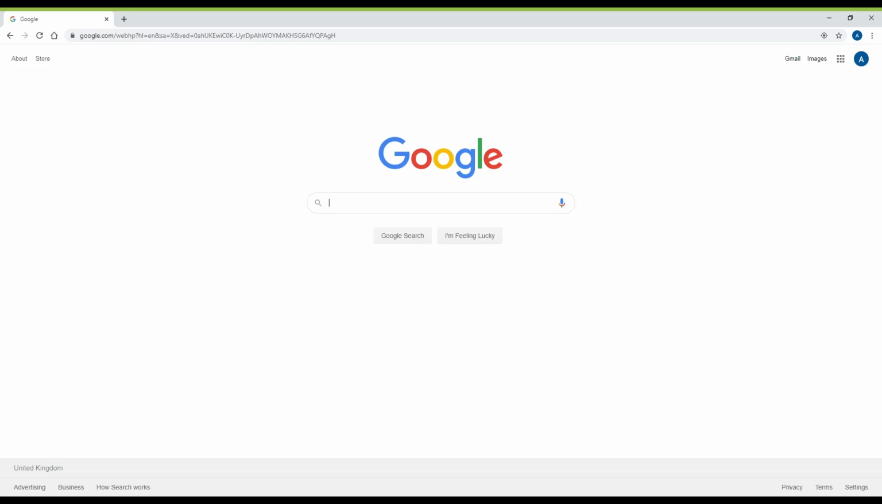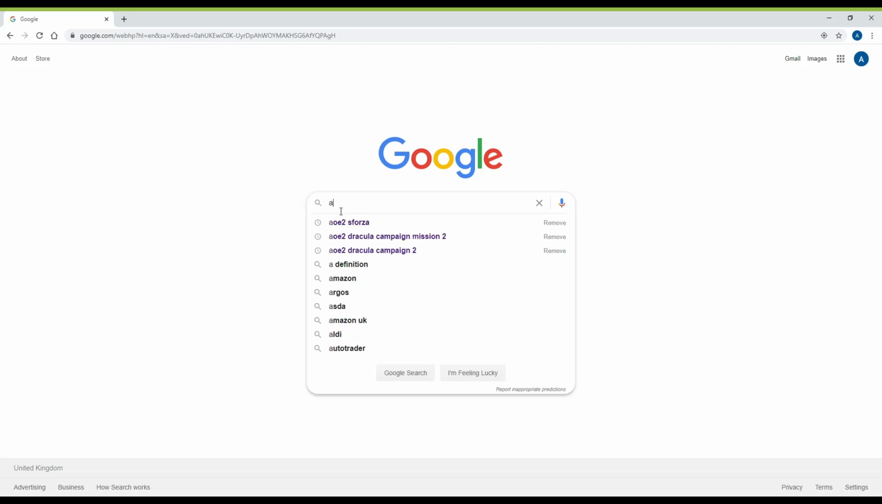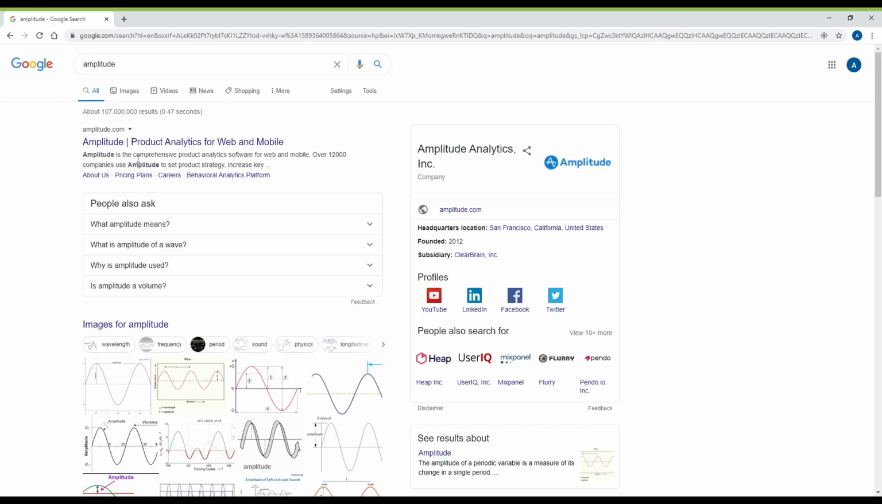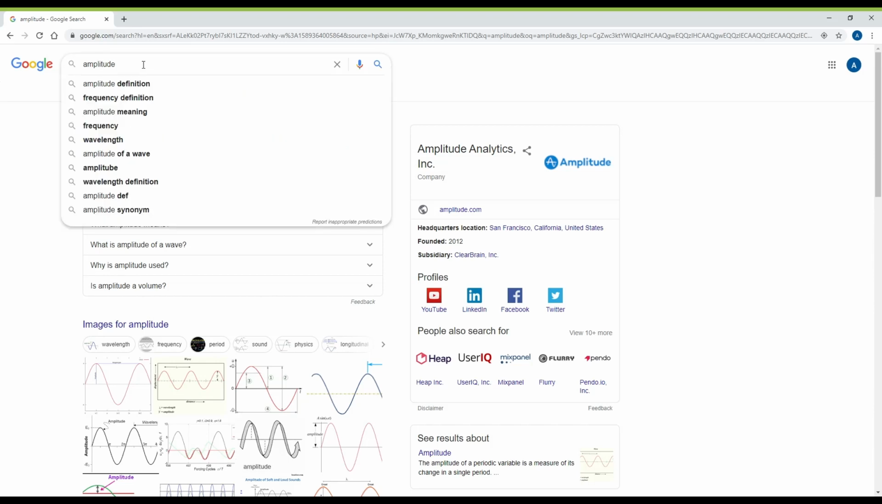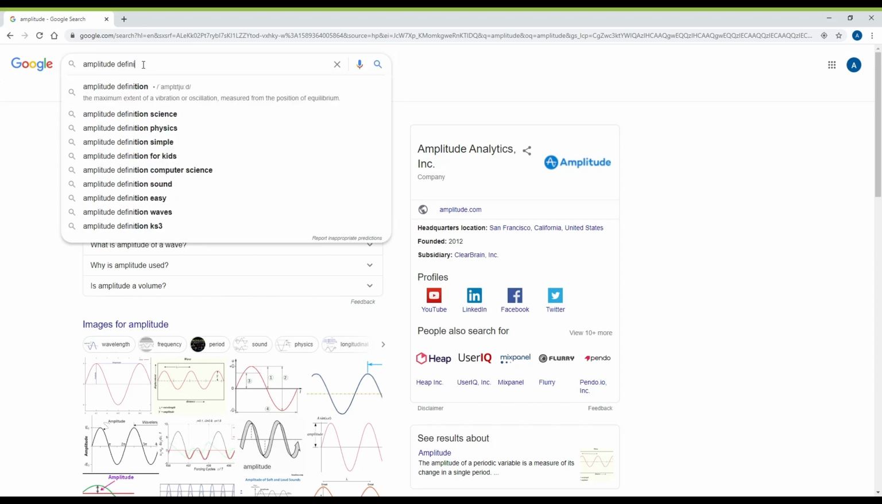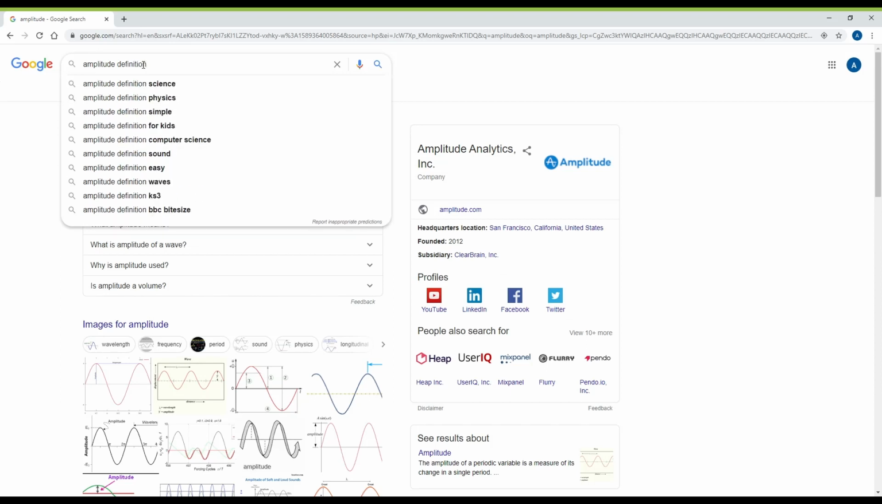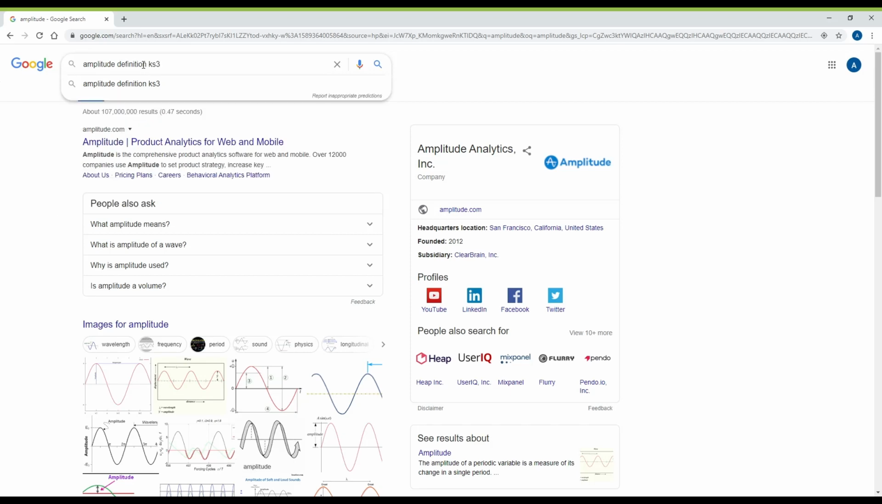Okay, so the first question is just asking you for definitions. Now, a problem with that is if you just type into Google, so the first word is amplitude, so I just type in amplitude. Okay, now it'll just come up with this, and if you just write the first thing you've got on Google, it's not going to be the right thing. So you want to type in something like amplitude definition, and then ideally something like KS3, because that means key stage 3, and that's going to be the definition that you want.